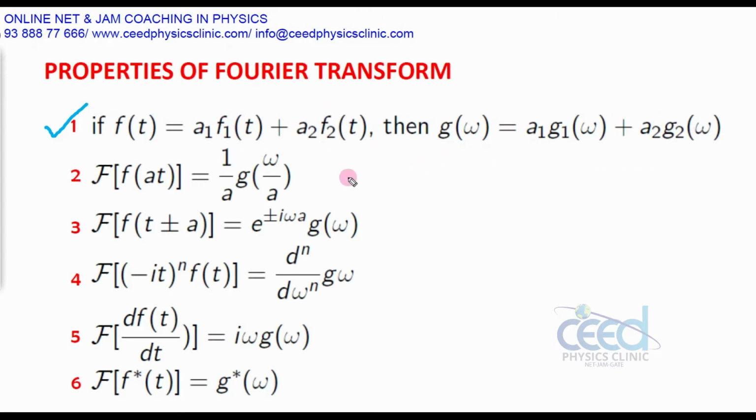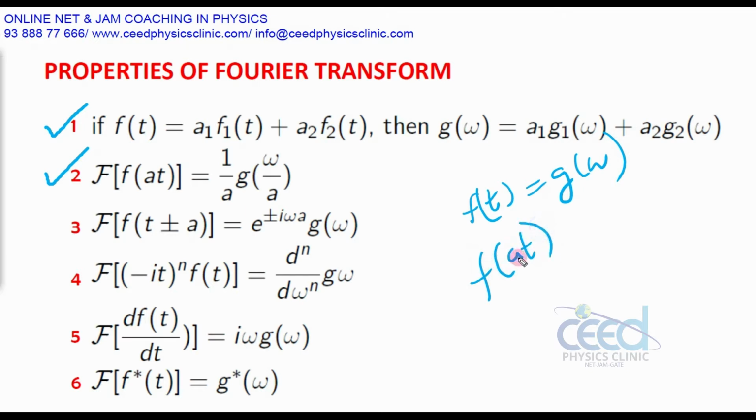The second property is the Fourier transform of f of at. Suppose the Fourier transform of f of t is g of omega. Then for f of at, if you multiply a constant a with this t, the Fourier transform of this particular function will be 1 by a times g of omega by a.